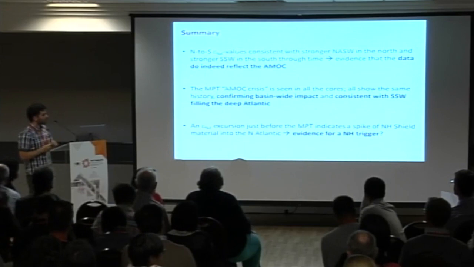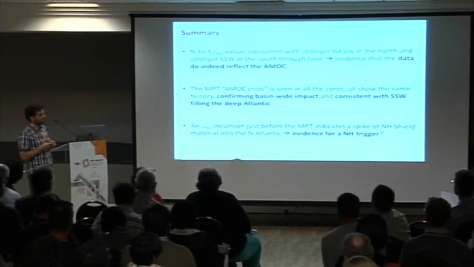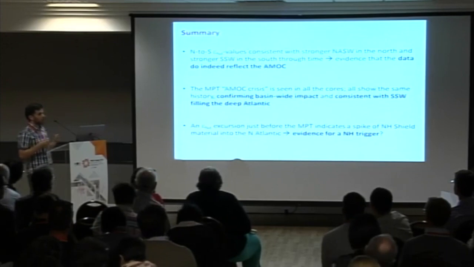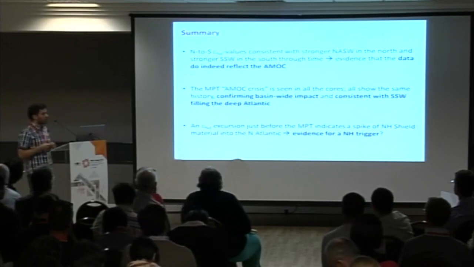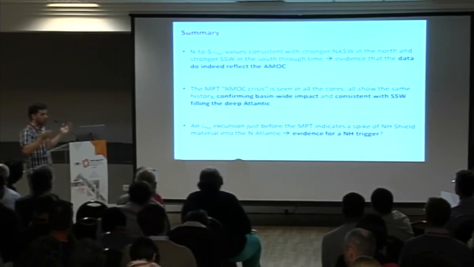Finally, just an idea that we would like to throw out is that the epsilon neodymium excursion just before the MPT indicates a spike of northern hemispheric shield material into the North Atlantic, and that might be potential evidence for a northern hemisphere trigger for this.